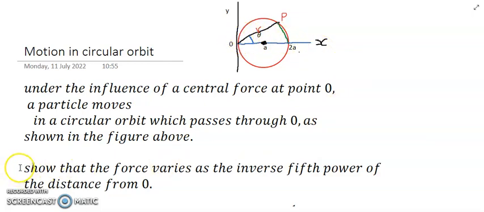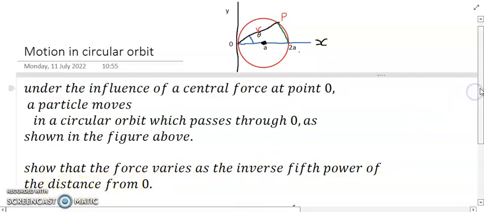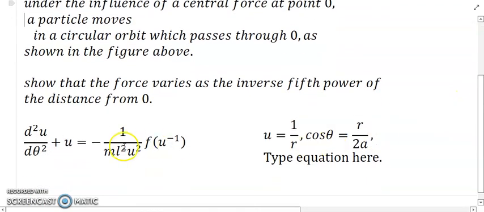And the question says: show that the force varies as the inverse fifth power of the distance from O. Then we're gonna use the differential equation of the orbit.